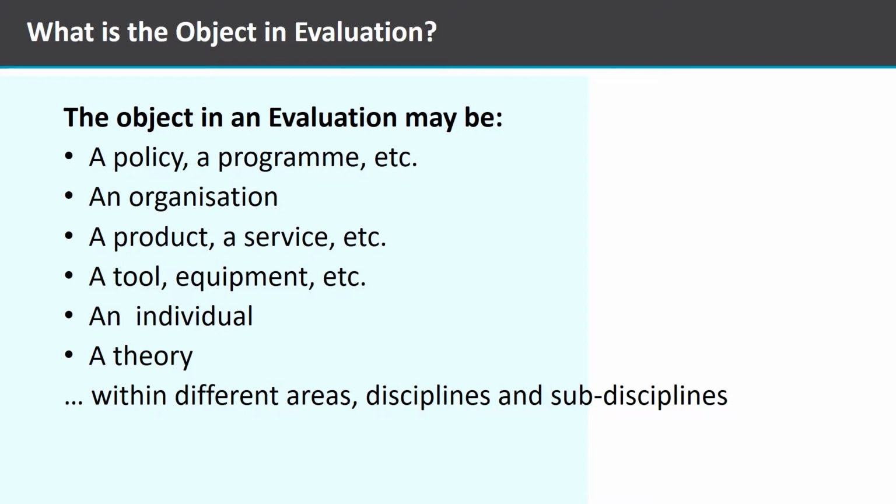When we consider what is the object in evaluation, it may be a policy or a program, an organization, a product or a service, a tool, equipment, an individual, a theory, or many other items. And they are all evaluated within different areas, different disciplines, and different sub-disciplines. So evaluation is contextual.